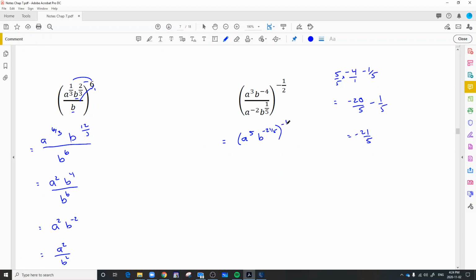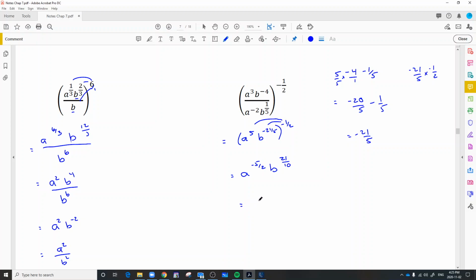And now I still have that raised to the exponent negative 1/2. Now I'm not going to worry about negatives because they're going to just get switched. So I'm going to multiply this negative 1/2 through. So I've got a to the 5 times negative 1/2 is negative 5/2. And I've got b, and again, if you want to do the work on the side because you're not feeling confident with fractions, you've got b to the negative 21 over 5 raised to the exponent negative 1/2. So you're going to multiply. So that's going to give me positive 21 over 10.